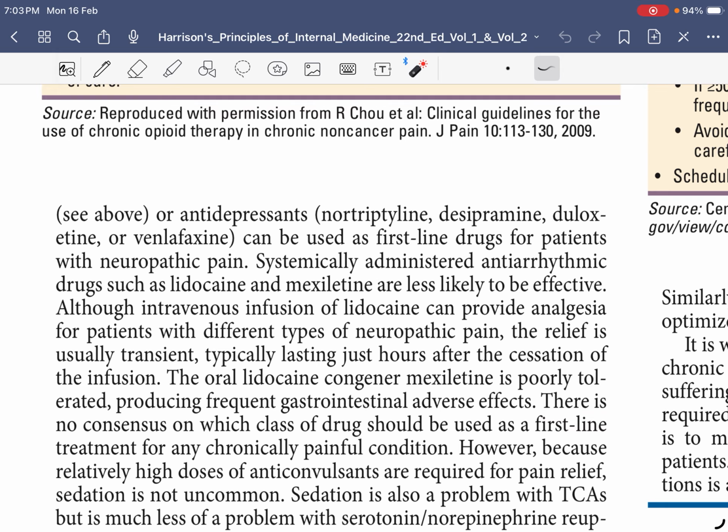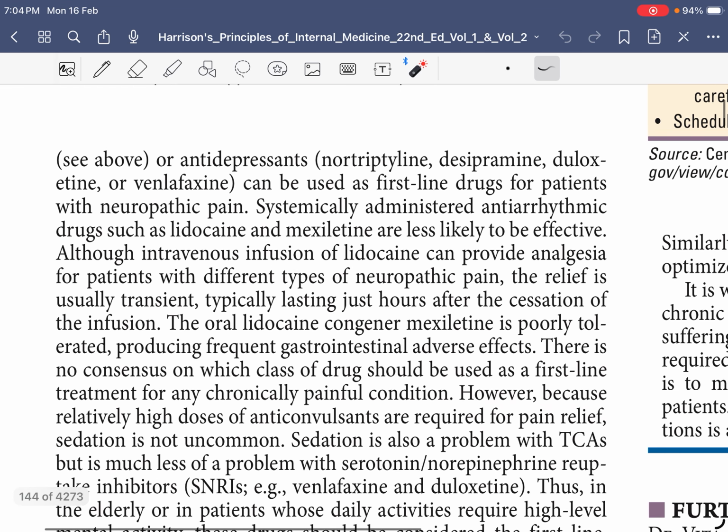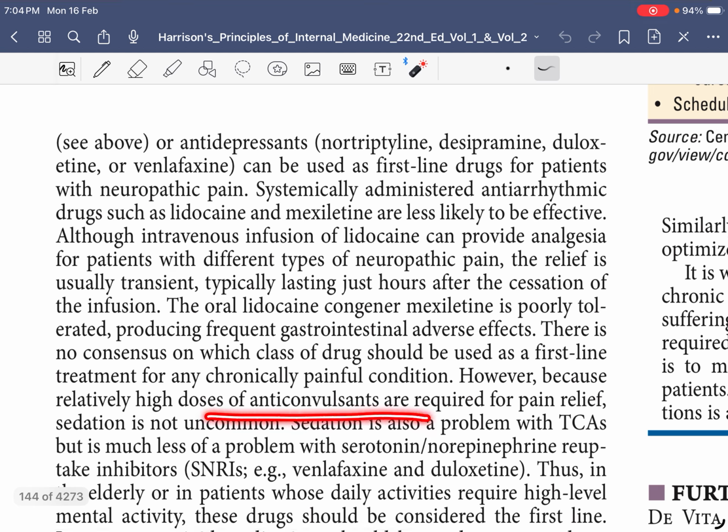There is no consensus on which class of drug should be used as a first line treatment for any chronically painful condition. However, because relatively high doses of anticonvulsants are required for pain relief, sedation is not uncommon.